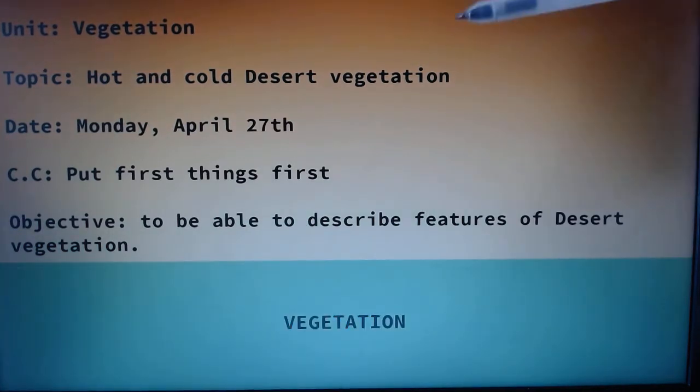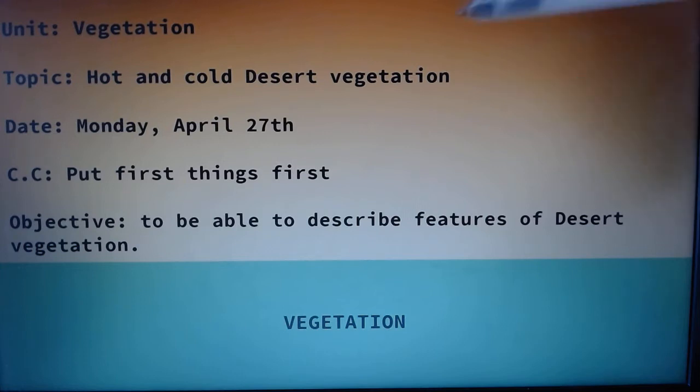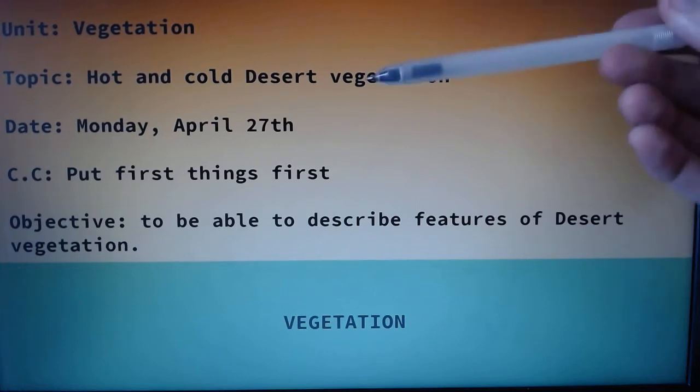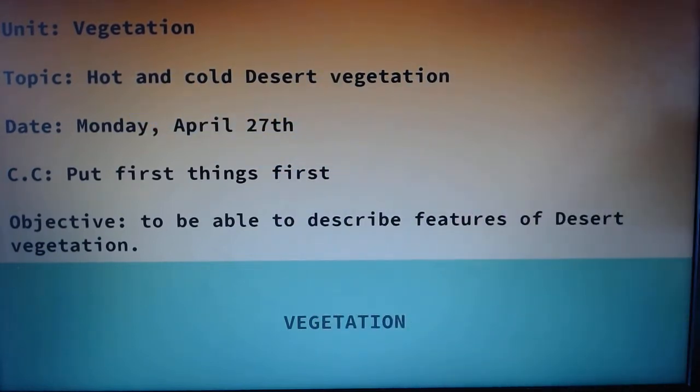Okay, we're looking at hot and cold deserts today, the vegetation in both of those. We're also going to talk a bit about how the vegetation has adapted to the conditions. Obviously, we know hot deserts are very hot. They're also very cold at night. They also suffer from very little rainfall. Cold deserts are pretty much the same, except they're cold all the time, and again, very little rainfall.